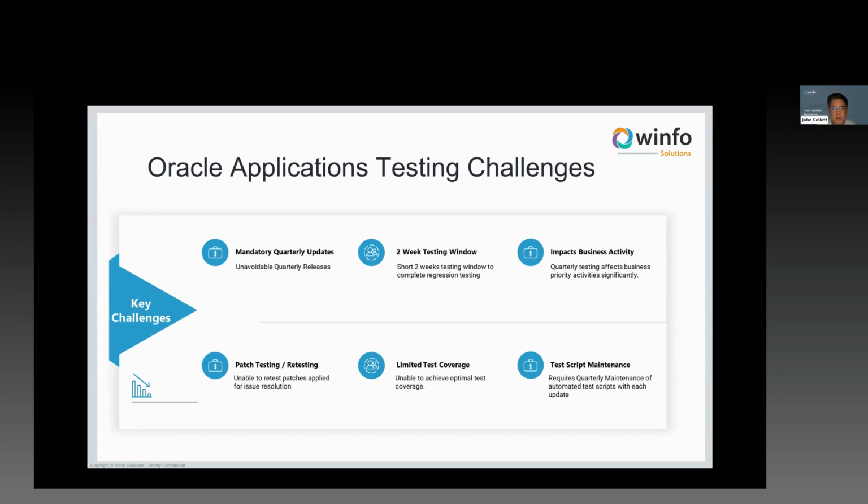Oracle, as you know, has a mandatory quarterly update cycle, and updates require resource and time on manual testing, which can be significant. And as you know, there is only a 2-week period to complete all this testing, your regression testing, etc. And this can put unnecessary pressure on the business. So completing quarterly testing can affect business priorities in terms of time, resource, and cost.